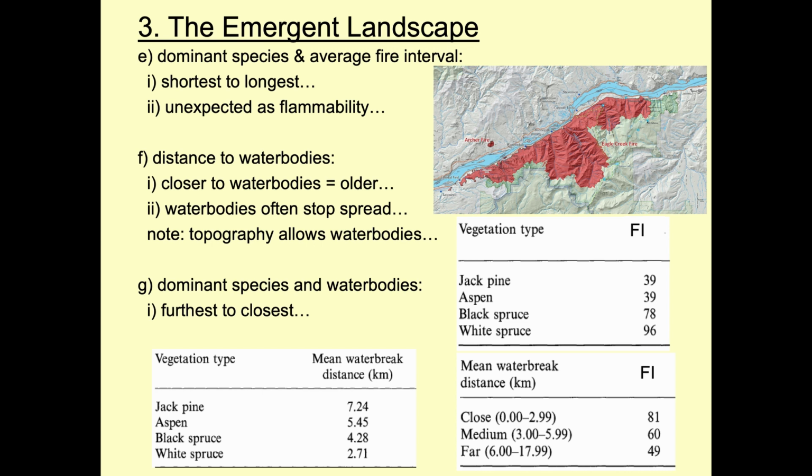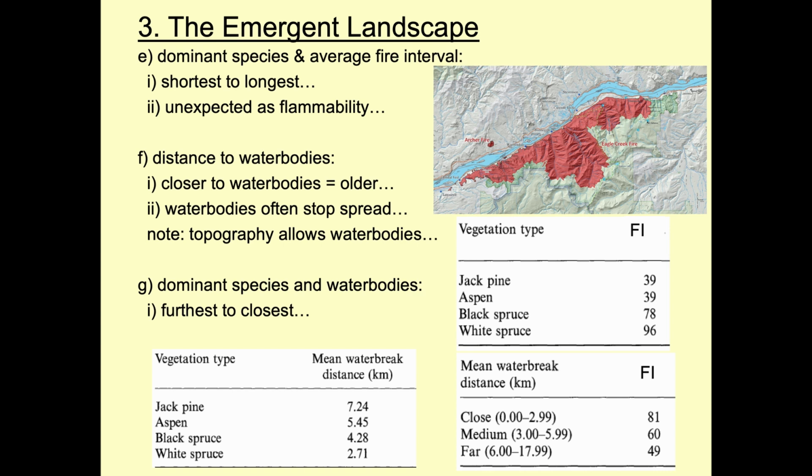So white spruce forests are the closest to these water bodies. Again, white spruce has the longest fire interval. So these white spruce, because they show up closest to these water bodies, there's going to be a lower chance of fire disturbances to run through them. This makes a ton of sense.